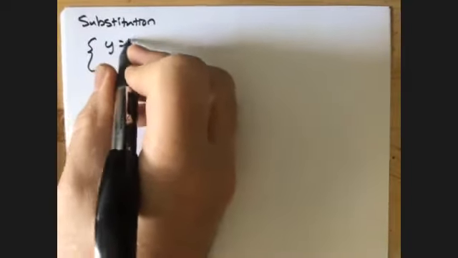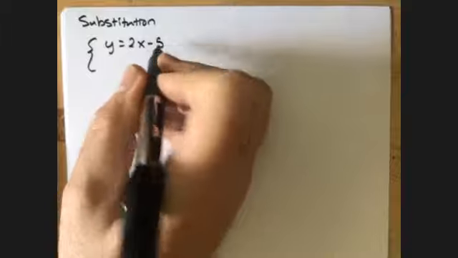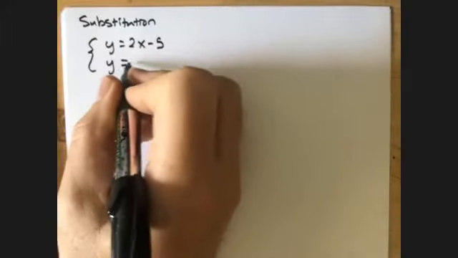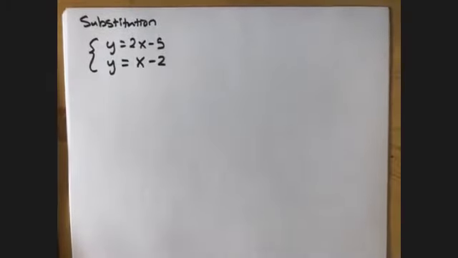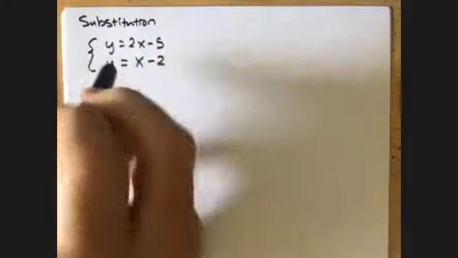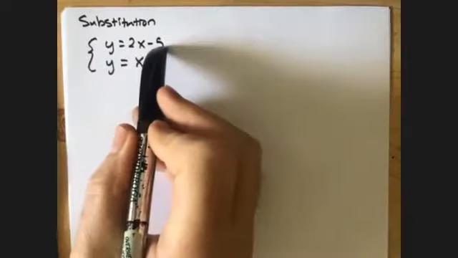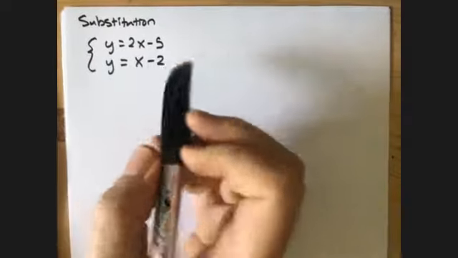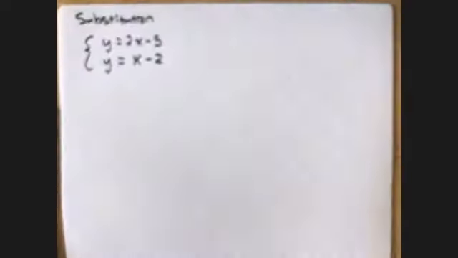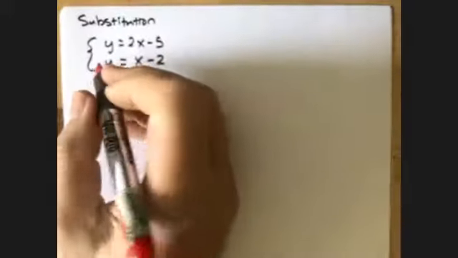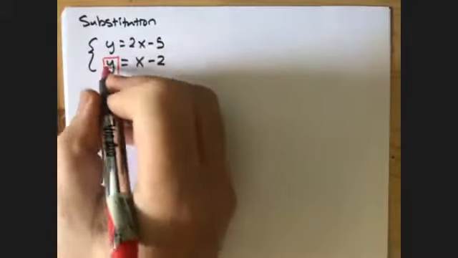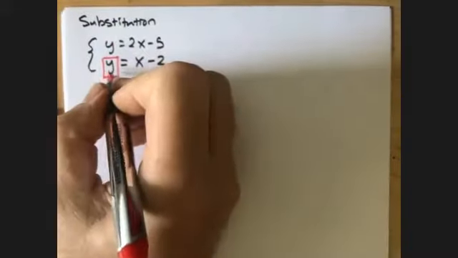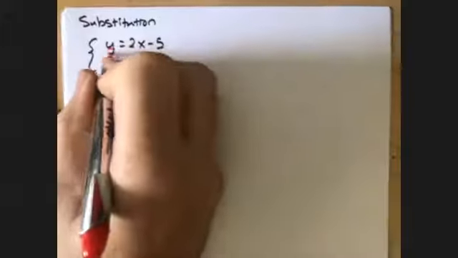Y equals 2x minus 5, and y equals x minus 2. Here's the thing. Both of these y's have the exact same value. It's either double x and subtract 5 or a single x minus 2. So what I'm going to do is say this one right here is isolated. They're both isolated actually. And I'm going to plug in this value right here.